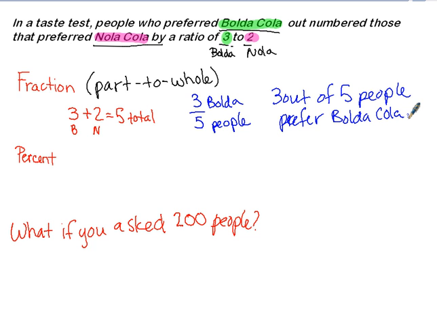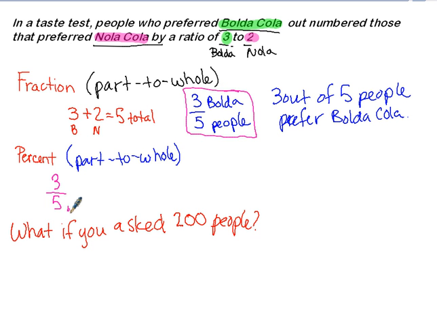If you had to write it as a percent, that is also considered part to whole, because a percent is always compared to 100 and 100% is a whole. So in order to write it as a percent, you have to have already had your part to whole numbers worked out. So since 3 out of 5 people, this is whole and our part is Bolda, and we need to figure out for a percent, and a percent is always out of 100, and 100% represents your whole. And we need to figure out how many people would like Bolda out of 100.